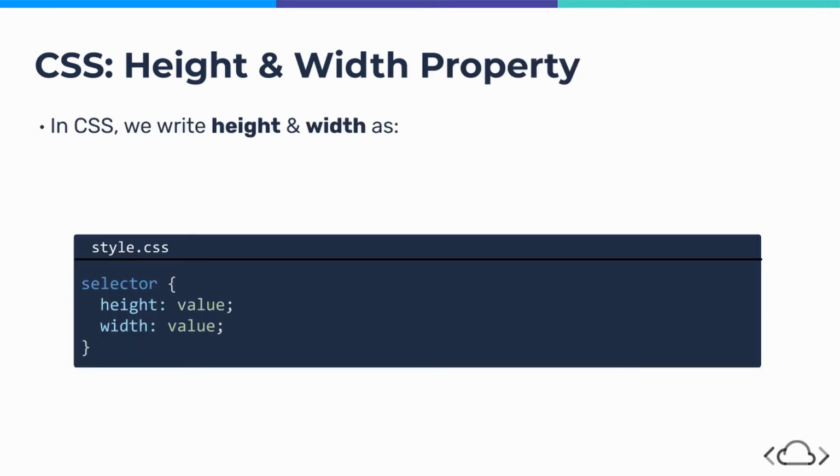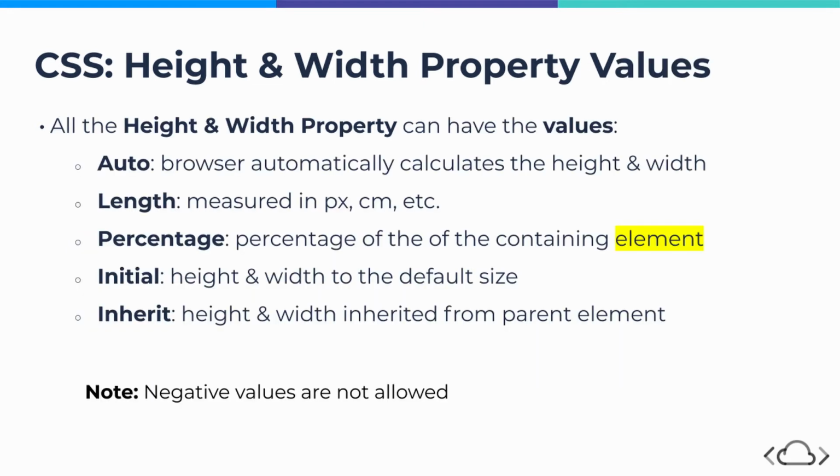To work with height and width code, we simply write height and width in our CSS code on the particular element we want to modify. Height and width property can have the following values. Auto, which allows the browser to automatically and reflexively calculate the height and width of an element depending on the size of the browser window. Length, which you can tell the browser to define a fixed size of your height or width in pixels or points. Percentages, which takes the percentage of the size of the containing element. Initial, which takes the default size of the element. And inherit, which specifies that the margin should be inherited from a parent element. Also note that the size of the height and width cannot be negative. It just doesn't make sense to have a negative height or width.